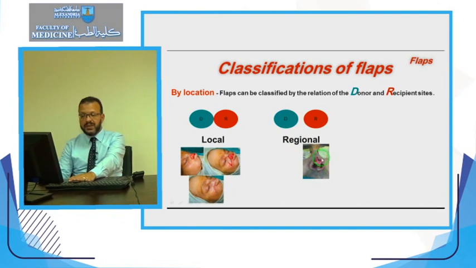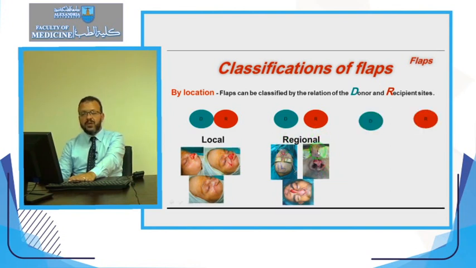Like for example, in this nasal defect, this was reconstructed by a flap from the forehead. If we think about the recipient site, it is the nose. The donor site is the forehead. Both are in the face, but they are not in close vicinity to each other. There are intervening tissues in between that can be considered neither part of the recipient site nor of the donor site. So in this reconstruction, this is called a regional flap.